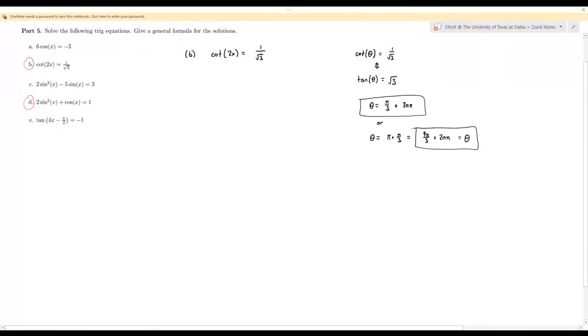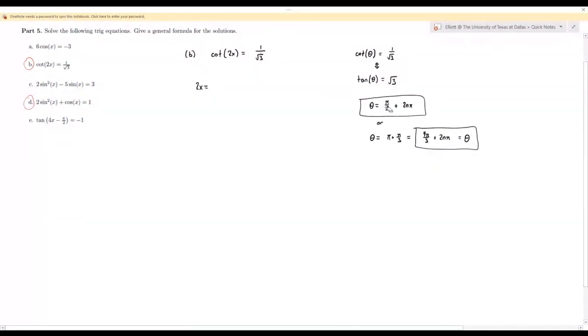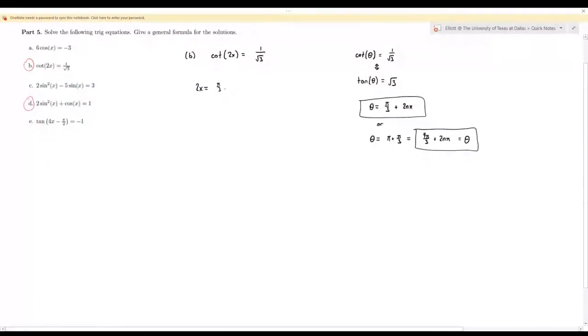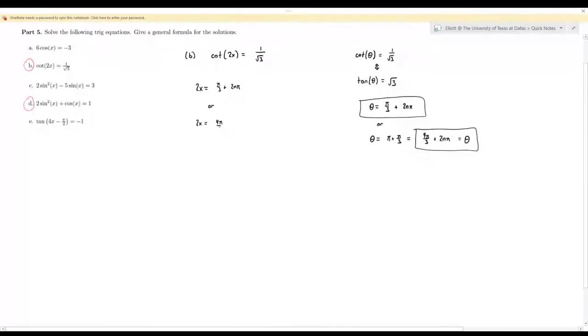Okay. Now here, this is solving for theta, but we have not cotangent of theta, we have cotangent of 2x, okay? So we can think of 2x as being equivalent to theta. That leaves us with 2x could be equal to pi over 3 plus 2n pi, or 4 pi over 3 plus 2n pi.